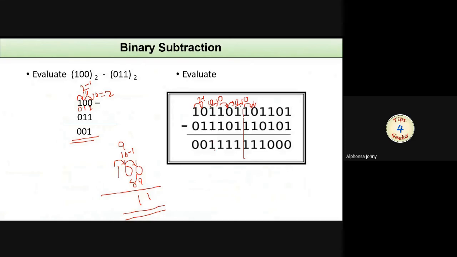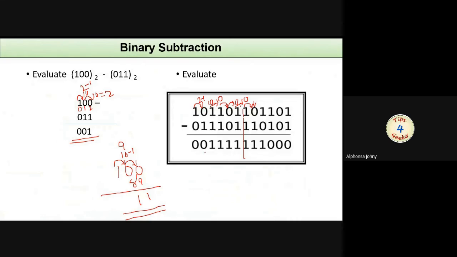2 minus 1, the answer is 1. Here 1, 1 minus 1. 2 minus 1, that 1 is already forwarded to the lower order bit, the bit on the immediate right. So 2 minus 1 is 1. Only 1 is left over here.